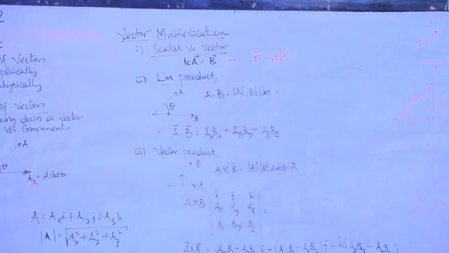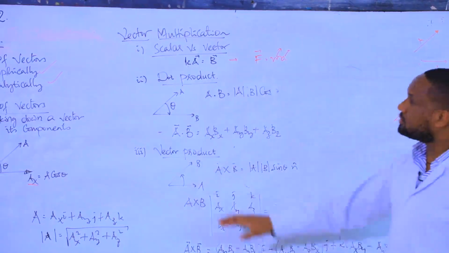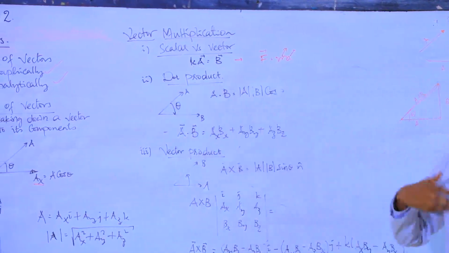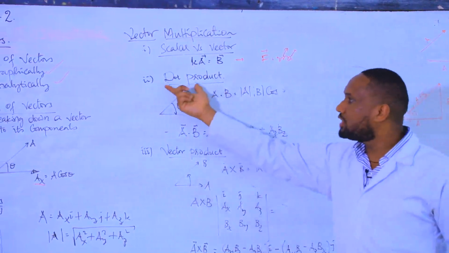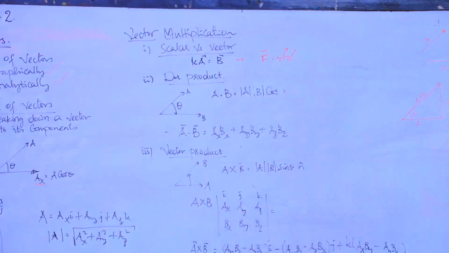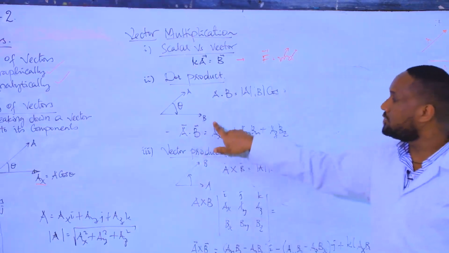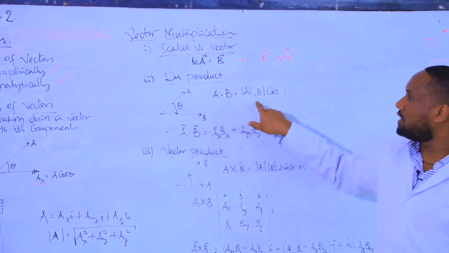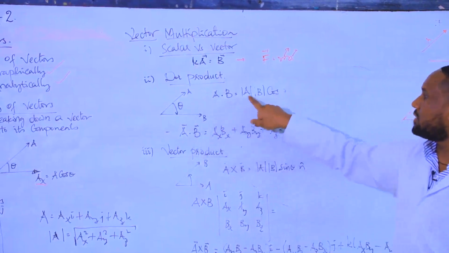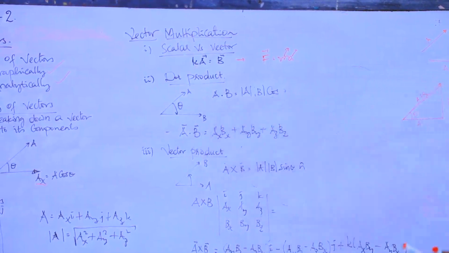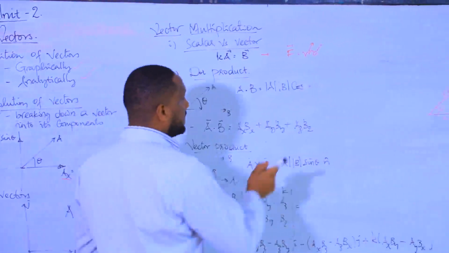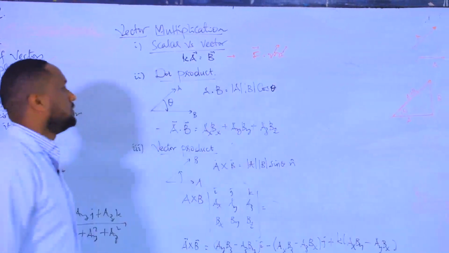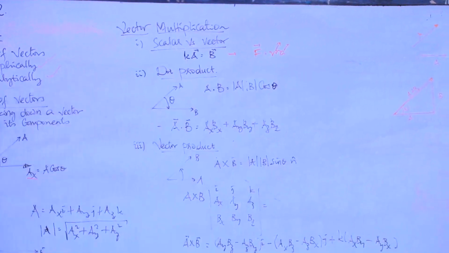So another kind of multiplication in vector is what we call the dot product. Dot product has another name, which we call scalar product. As the name indicates, by multiplying two vectors we get a scalar physical quantity. So for two non-zero vectors A and B, the dot product between A and B, A dotted B, is given as the magnitude of A multiplied by the magnitude of B multiplied by cos theta, where theta is the angle between A and B.